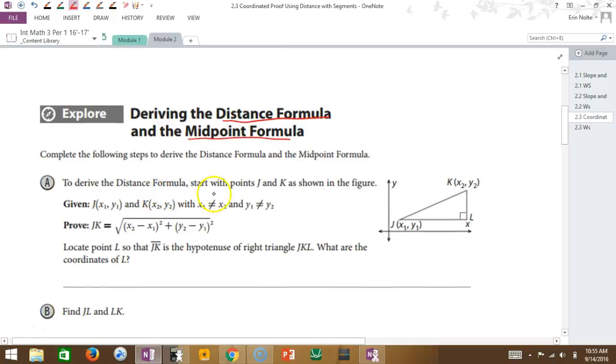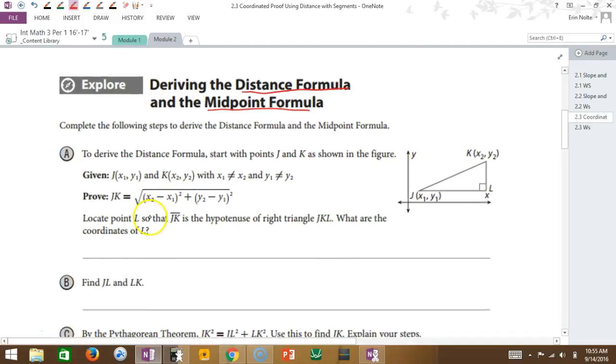Alright, so to derive the distance formula, we're going to start with points. Okay, so we're going to say that point J is x1 and y1, and K is x2 and y2. So if we're given these 2 points, and we know that they're not the same point, we're going to prove the distance is this. Okay, so maybe the first thing you write down in your notes is this right here is your distance formula. Okay, distance equals the square root of the quantity x2 minus x1 squared plus the quantity y2 minus y1 squared.